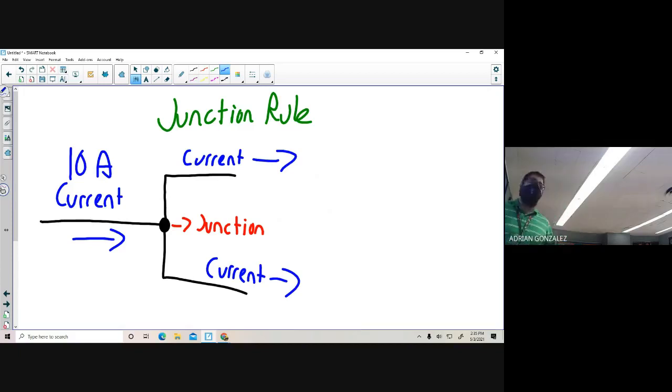I put another little ammeter on the top branch. And when I measure that, that one says that there are 6 amps in the top branch. What's in the bottom branch? Come on, everybody. 4 amps. But whatever's on one side of the junction has to be equal to whatever's on the other side. Does that make sense?